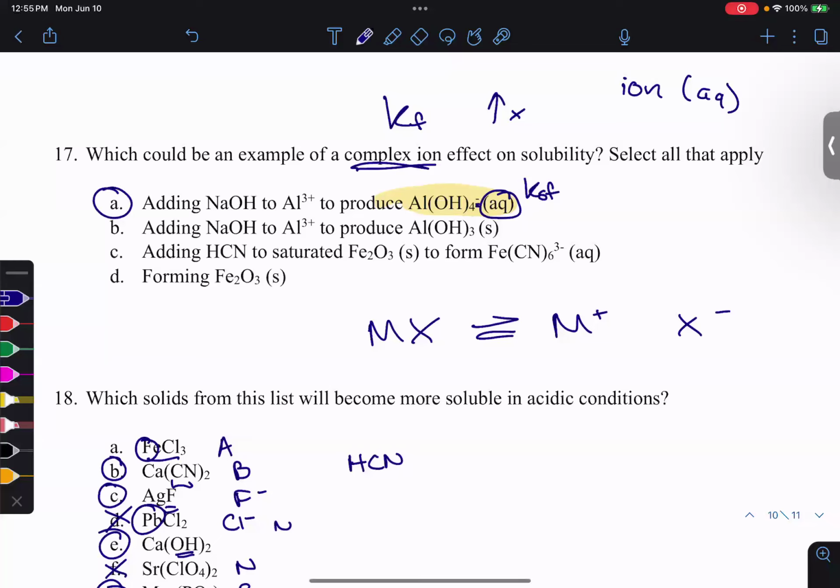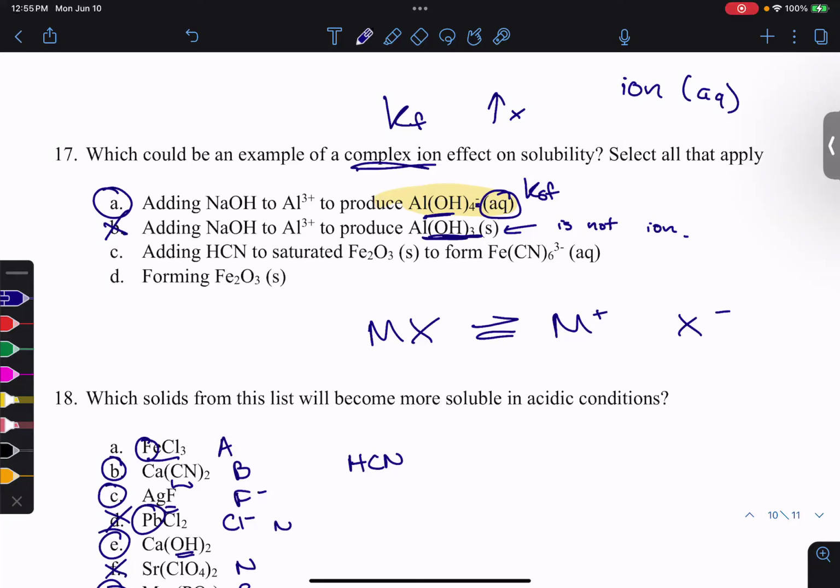So this first one is an example of complex ion formation affecting solubility, because we're adding something to form a complex ion. But here, look at the second one. See how it's worded a little bit differently? We're still adding sodium hydroxide to aluminum, but this time, are we forming a complex ion? We are not. We are forming aluminum hydroxide. So this one is not an example of complex ion, because this is not a complex ion. We're making something else. Specifically, we're making a solid.